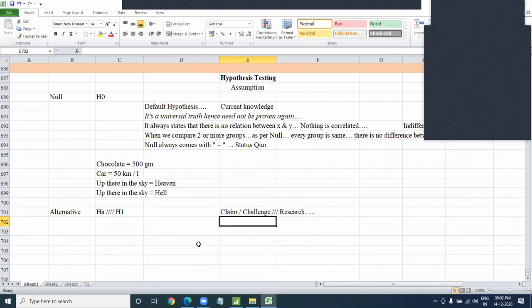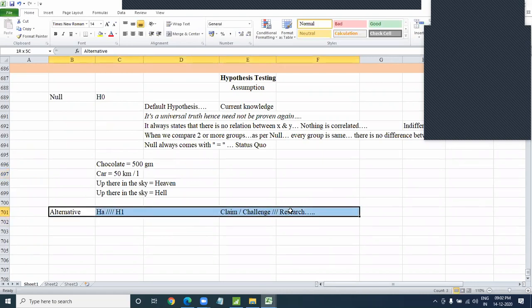I'm not going to believe you just because you say this is a chocolate packet of 500 grams, or a car is going to give me 50 kilometers per liter average. Well, prove it to me. So bottom line, alternate is all about claiming something. It's all about challenging and saying that null, you're wrong.